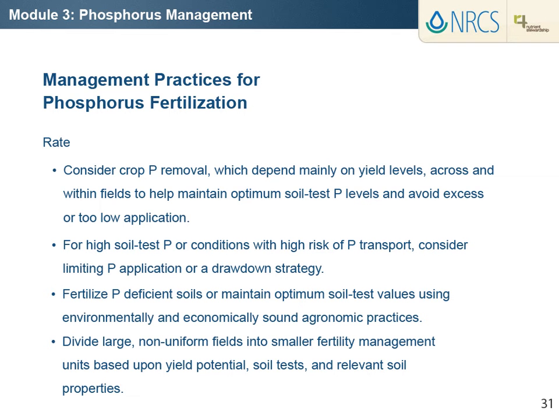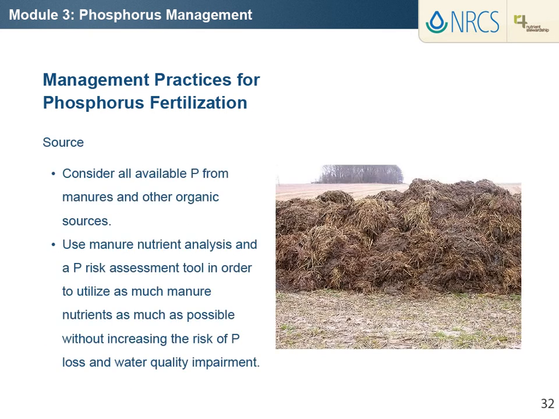Consideration should be given to limiting applications or using a drawdown strategy on soils testing high in phosphorus or in conditions with a high risk for nutrient transport. Fertilize phosphorus-deficient soils or maintain optimum soil tests using environmentally and economically sound agronomic practices. Divide large, non-uniform fields into smaller fertility management units based upon yield potential, soil tests, and relevant soil properties. Consider all available phosphorus from manures and other organic sources. Use manure nutrient analysis and a phosphorus risk assessment tool in order to utilize as much manure nutrient as possible without increasing the risk of phosphorus loss and water quality impairment.